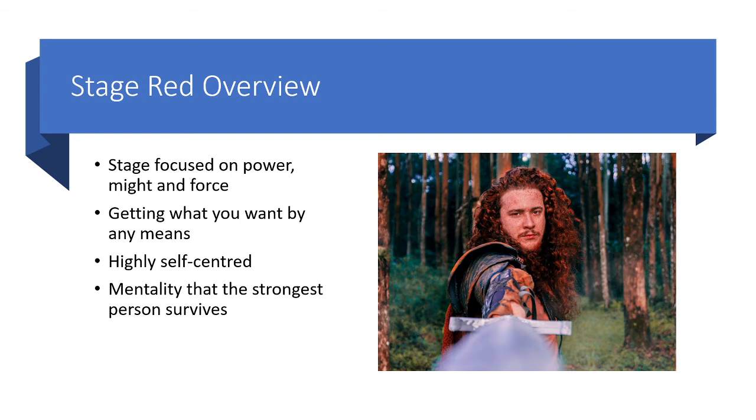And also, the mentality of red is that the strongest person survives. So it's essentially that mentality of, if you're strong, you're alive. If you climb to the top of the hill, you deserve to be at the top of the hill. If you didn't get up there, that's just because you were too weak to get up there. That's sort of how red looks at the world. It's a bit of a dog-eat-dog kind of world. It's essentially, if you didn't have what it takes to get to the top, then you don't deserve to be at the top. And again, red will get there by any means.